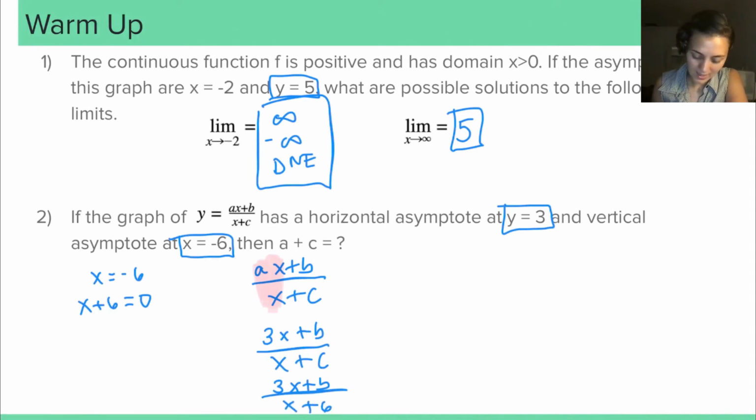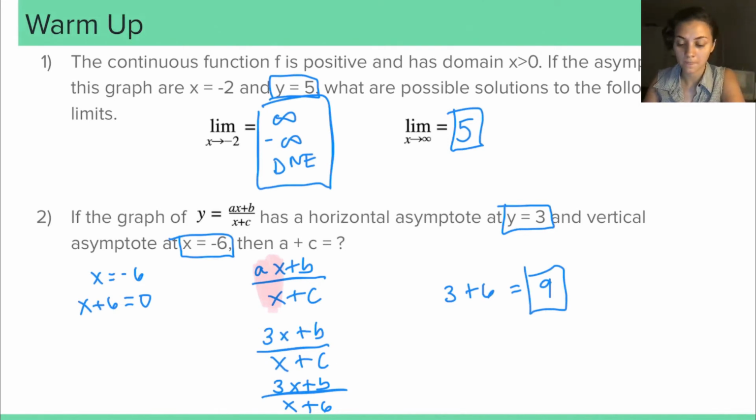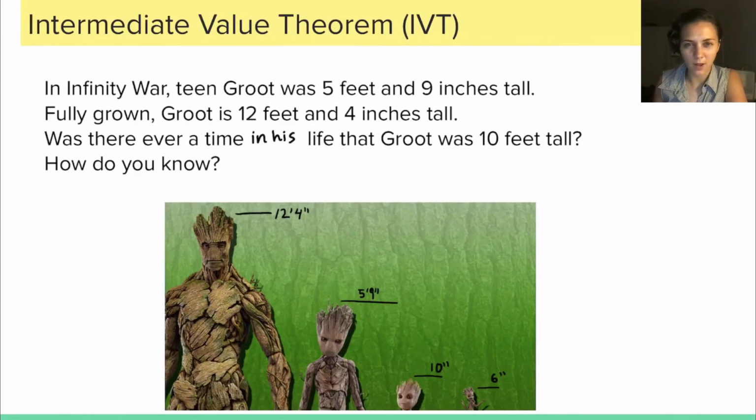So my A is 3, my C is 6, so 3 plus 6 is 9. Because it wanted me to find A plus C. If you can do that, you understand the last two lessons pretty well. Awesome job.